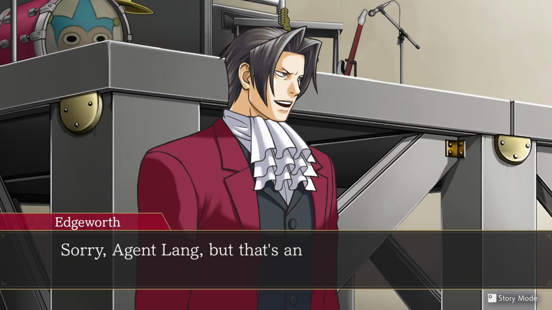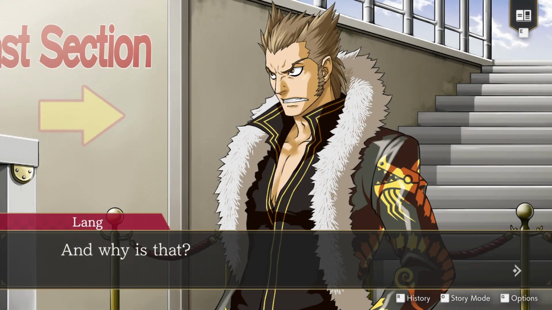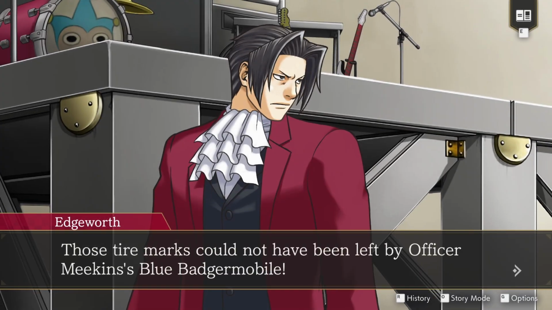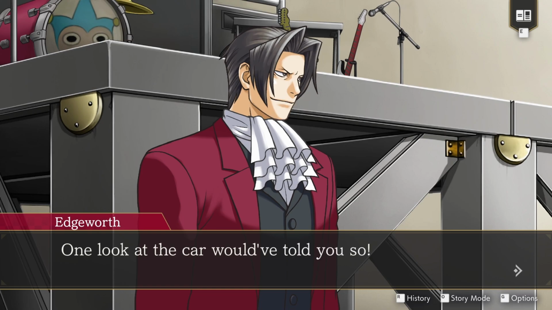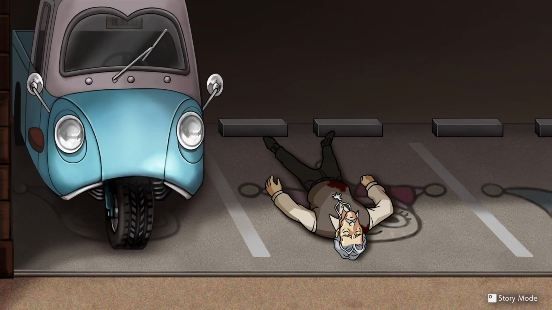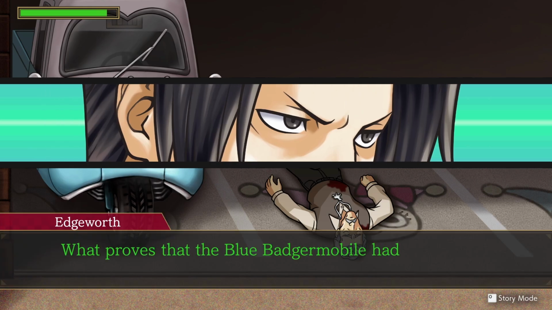Sorry, Agent Lang, but that's an impossible tale. And why is that? Those tire marks could not have been left by Officer Meekin's blue Badgermobile. One look at the car would have told you so. Are we seriously going with the muddy tires? I think so. So my logic was spot on, but because it's anime court, where I said it was wrong. Yeah, basically. What proves that the blue Batmobile had never been to the stadium?